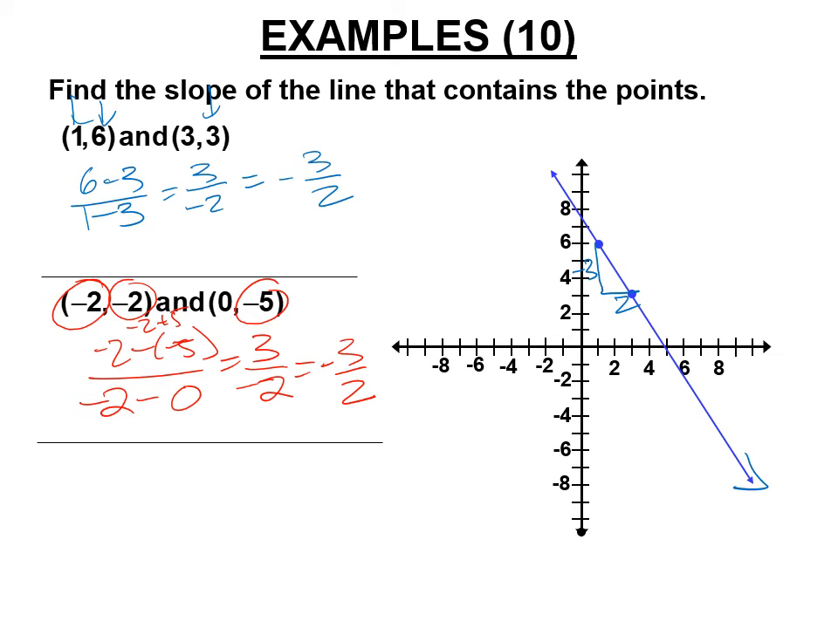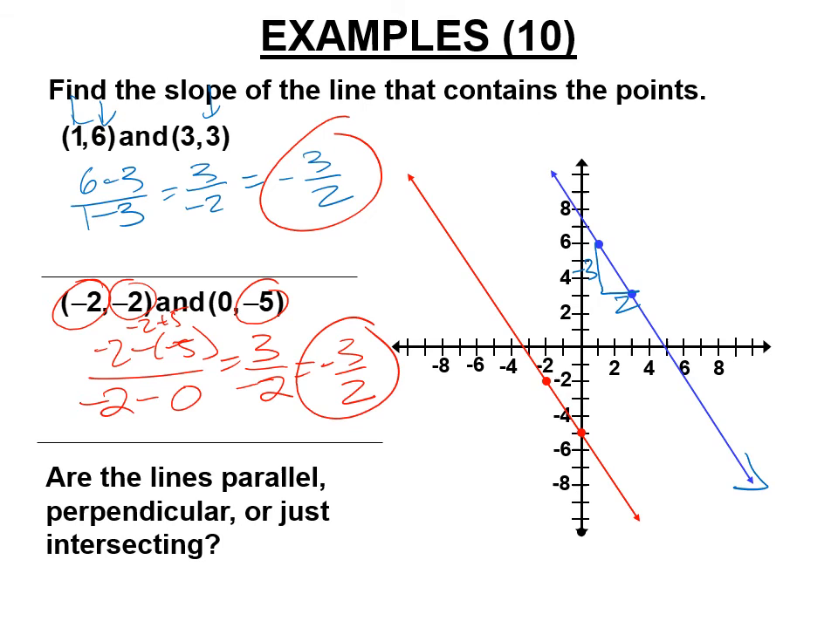So what does that mean? They both have the same slope. So what does that mean? It means that they were parallel. Right? These look parallel, hopefully to you, but you know they're parallel when they have the same slope.